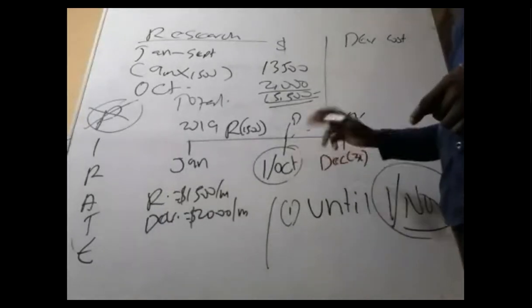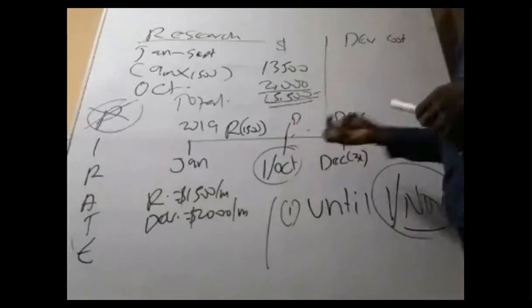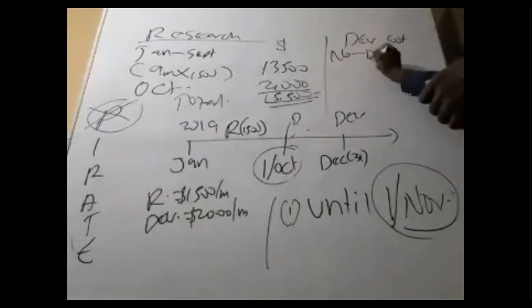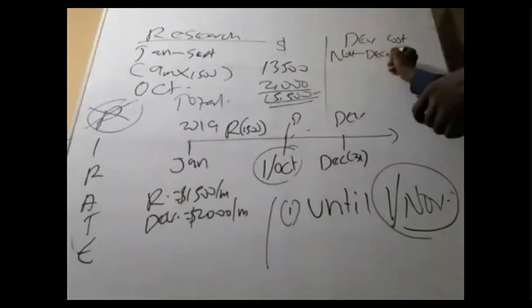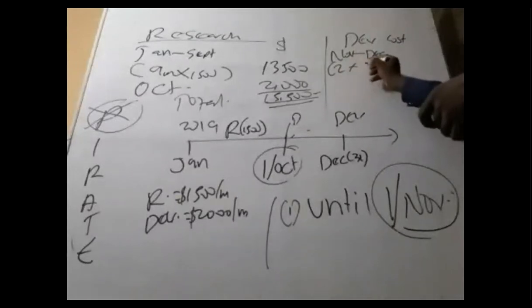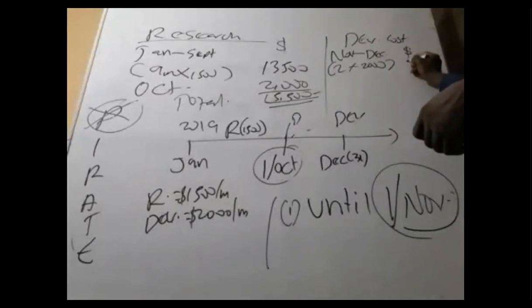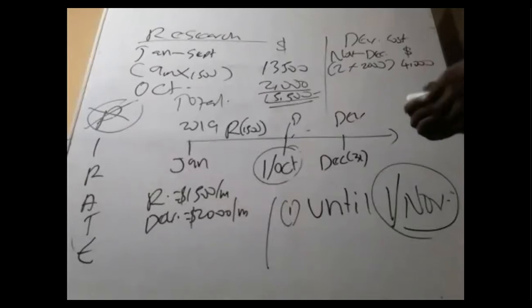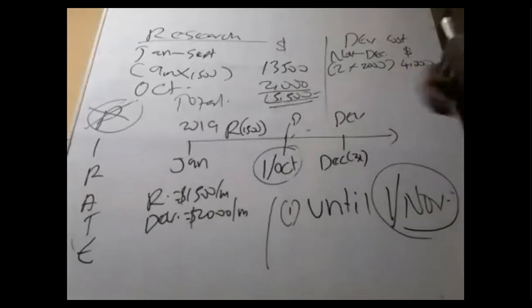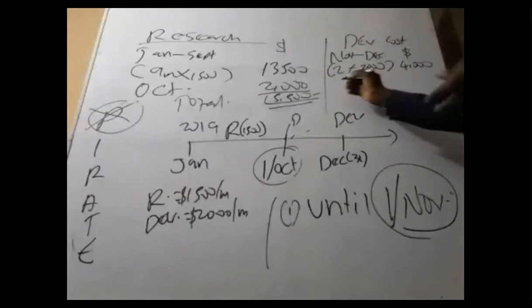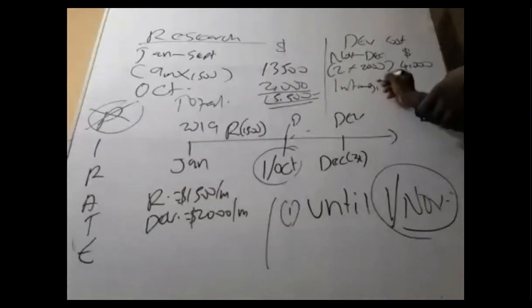So October, we've moved October. So let me take November and December. So November to December. And that will be 2 months, right? So 2 times $2,000. And that will give us $4,000. So that is all. What's the treatment? It must be capitalized. Capitalized means treat it as what? Intangible asset. That's the debit.